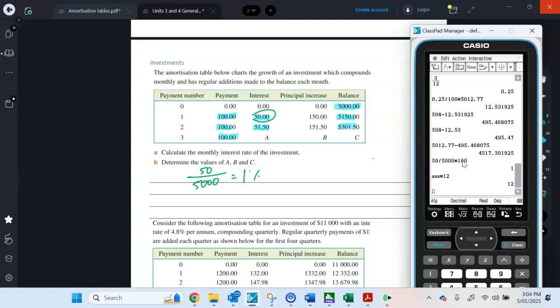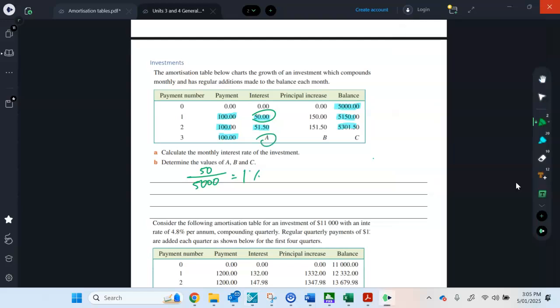That's actually a really good interest rate, but let's not get into that. So 1% per month or 12% per annum. All right, determine the values of A, B, and C. So we're looking at these final values here.